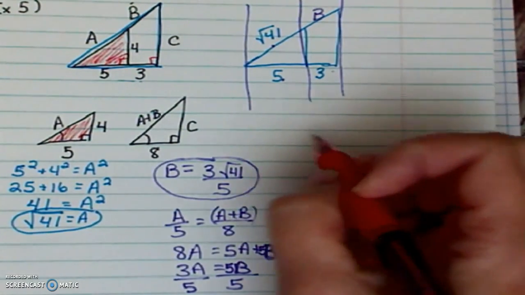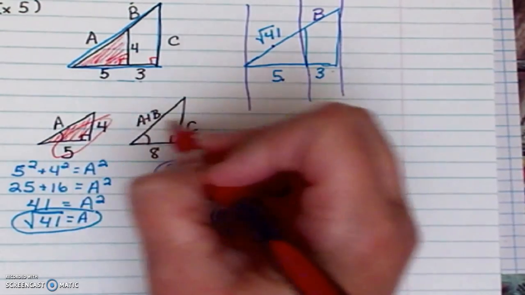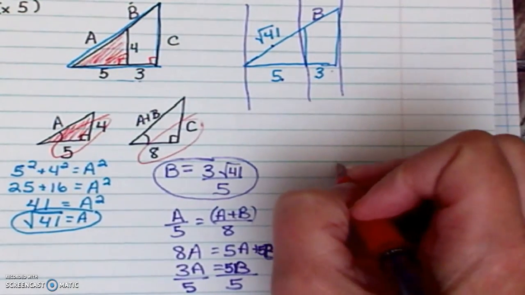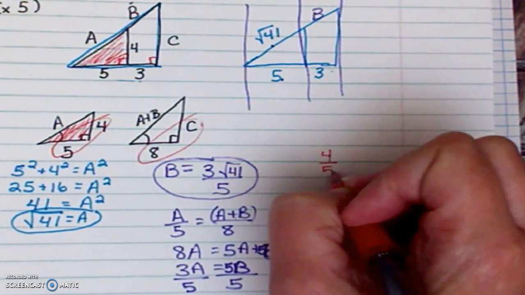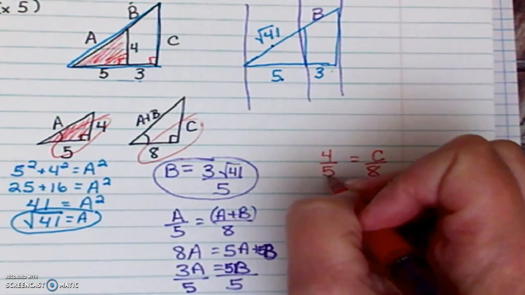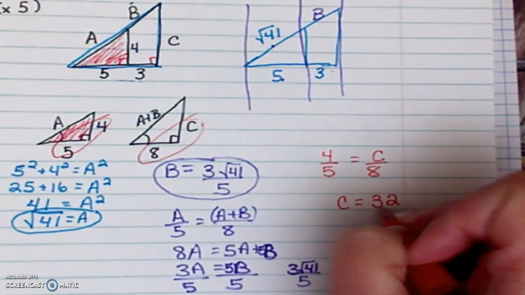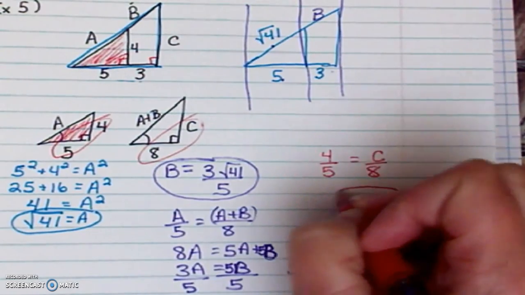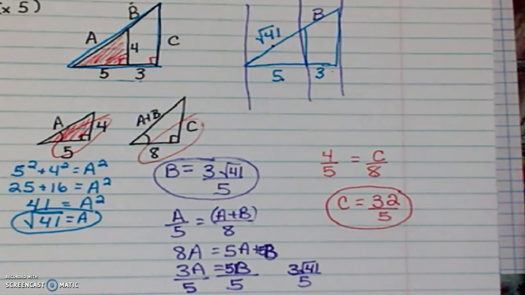And then the very last step is to find c. So in order to find c, I'm just going to set up my proportion right here. I'm going to say that 4 over 5 is equal to c over 8. So if you cross multiply and divide, c is going to be equal to 8 times 4, which is 32, and divide by 5. So there's how you solve overlapping triangles.